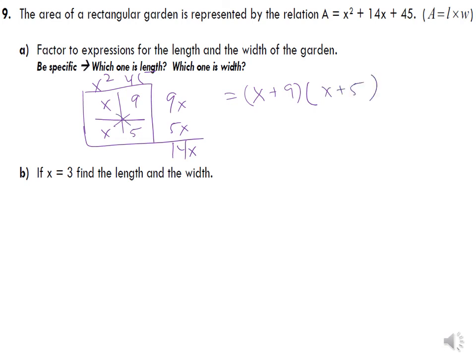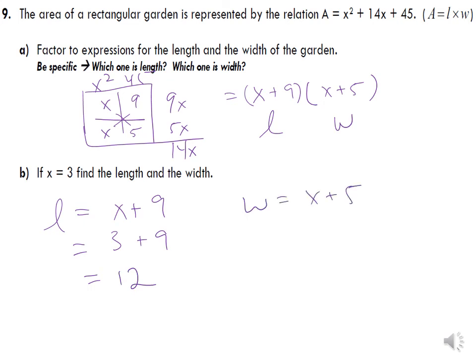x plus 5. Now we want to specifically say which one's the length and which one's the width. Doesn't matter what order you put these in, but I'm going to call that the length, and I'm going to call that the width. Because part B says if x equals 3, what's the width and what's the length? So the length is x plus 9. That's what I said the length was. And we're going to put 3 in. 3 plus 9 is 12. The width we defined as x plus 5. Put 3 in for x. 3 plus 5 is 8. So we found our length, we found our width, 12 and 8.